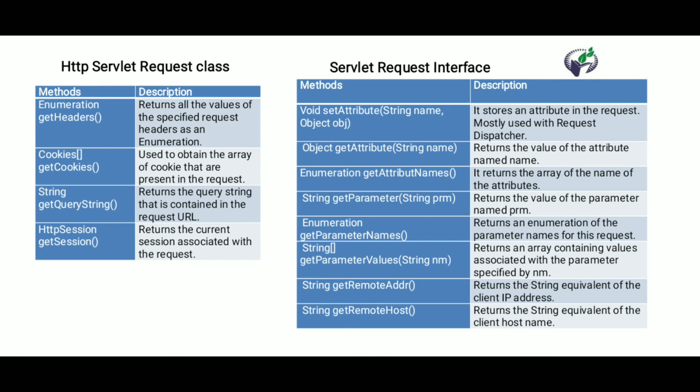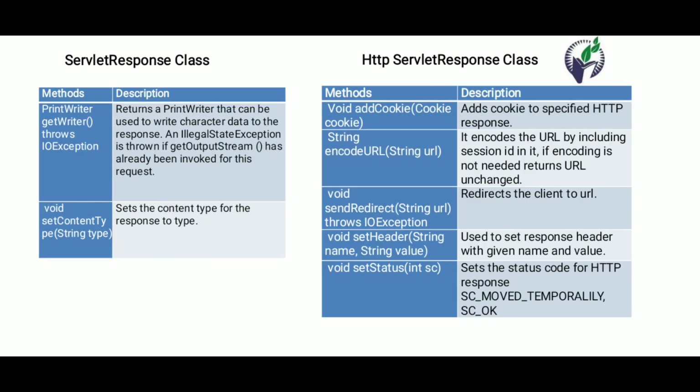So there is the set attribute method, get attribute method, get attribute names method, get parameter names method, get parameter values method, get remote address method, and get remote host method. All these methods are defined and work along with the request. So the servlet request interface contains all these methods to fetch the details of the request which comes from the client. Then there is also a second class, the servlet response and HTTP servlet response class.